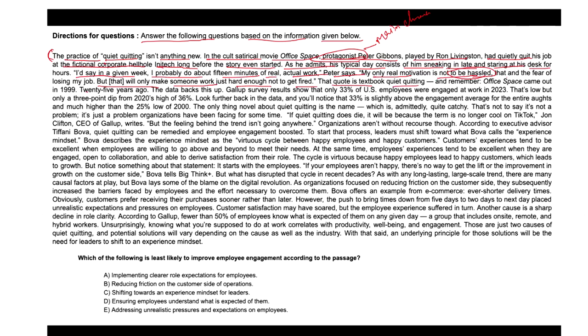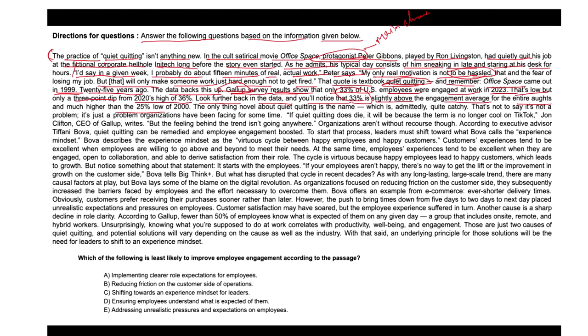And remember, Office Space came out in 1999, isn't it? 25 years ago. The data backs this up. Gallup survey results show that only 33% of US employees were engaged at work in 2023. That's low, but only a 3-point dip from 2020's high of 36%. Look further back in the data, and you will notice that 33% is slightly above the engagement average for the entire record and much higher than the 25% low of 2000.